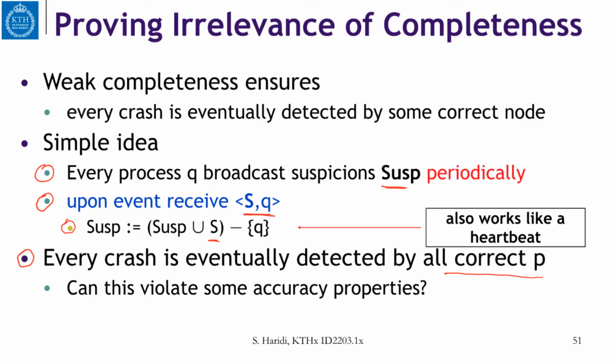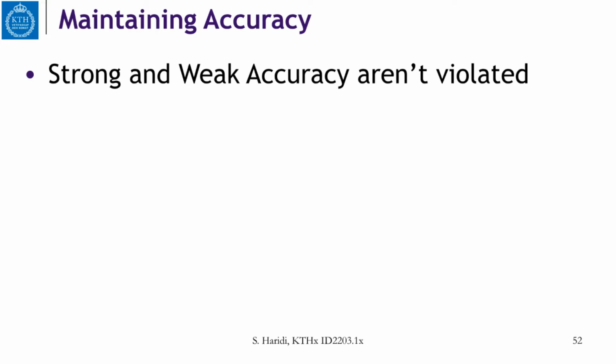The question now, which is more important, is: can this violate the accuracy property of the failure detector? We have two possible accuracy properties. One is strong accuracy and the other is weak accuracy. So what we show now is that strong and weak accuracy are not violated.